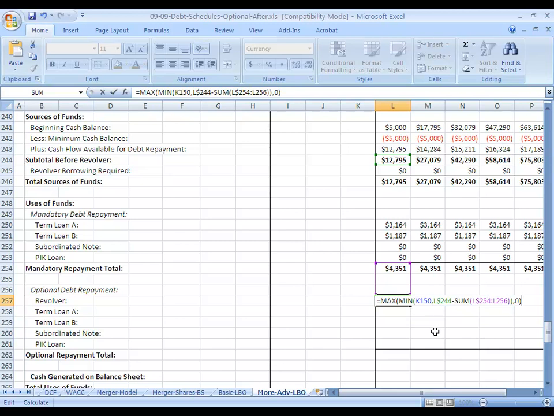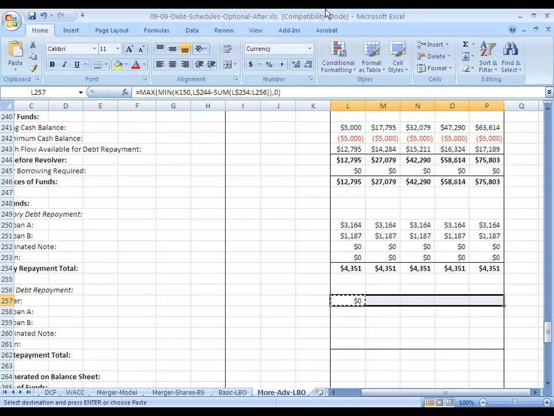And again, the reason why we need to do that is because in the case where we actually have to borrow and draw on the revolver, we want to make sure that we're not repaying any of our debt optionally. Because if we don't have any cash flow to even make the mandatory repayments, we certainly don't have enough for the optional repayments here. So with that in place, I'm going to copy this formula across. And so all that's in place.